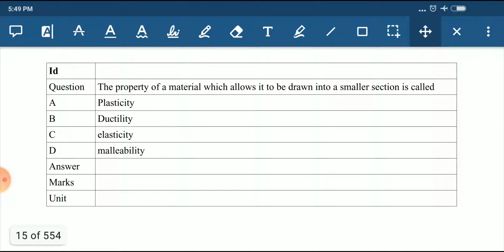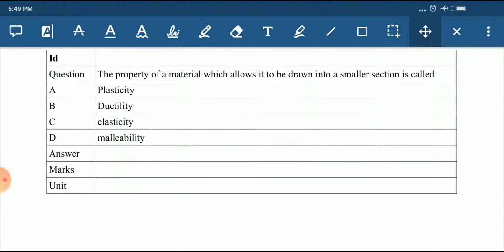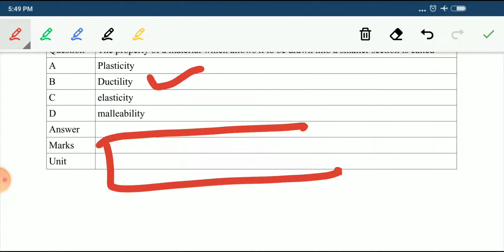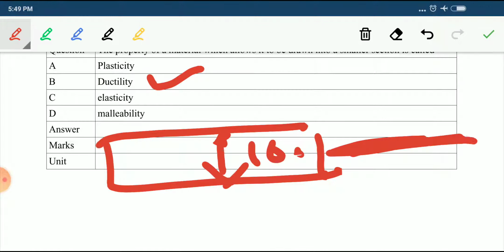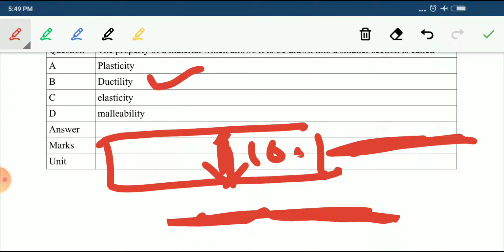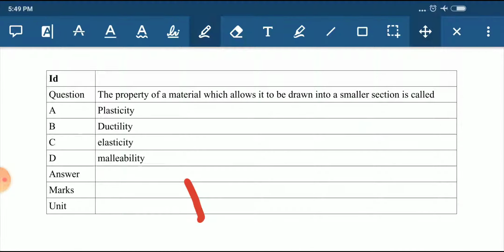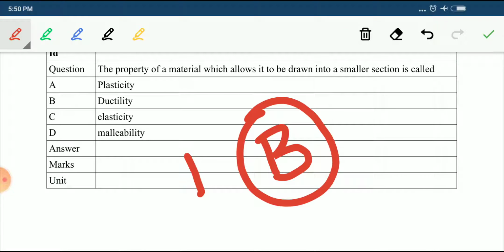The property of material which allows it to be drawn into a smaller section is called plasticity, ductility, elasticity, or malleability. Its cross sectional area will reduce. In which case will it reduce? That is for ductile material. If you apply a force on this material, what happens? Initially diameter may be 10 mm. If you apply force it will elongate, diameter will reduce. It will convert into a thin wire. Cross sectional area will reduce. Then that type of material is called ductile material. For this question, the correct answer is B. That is ductility.